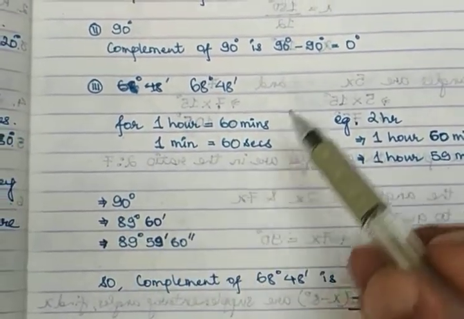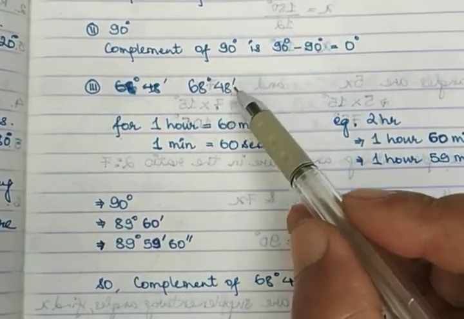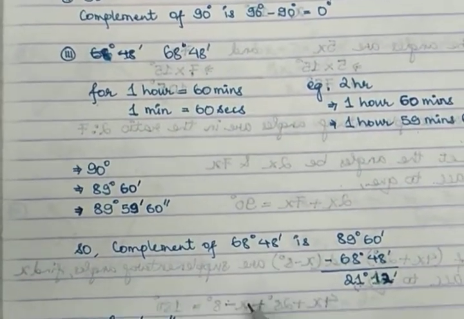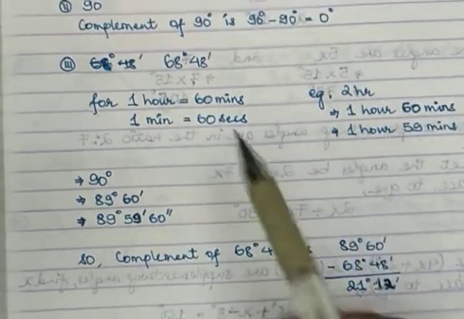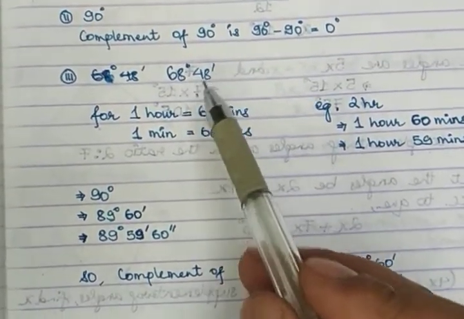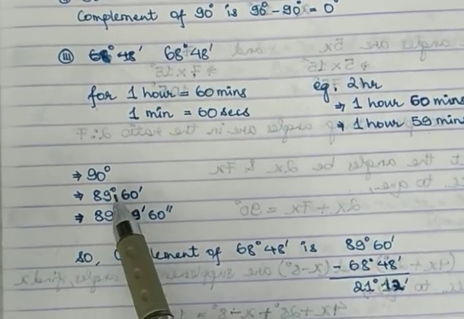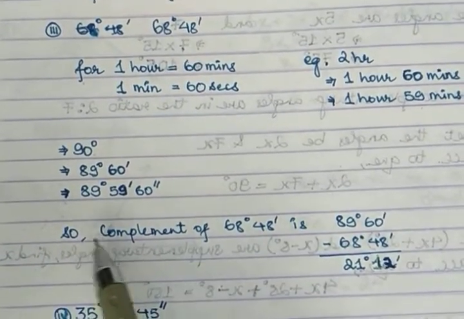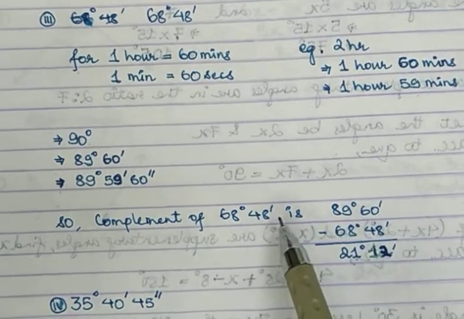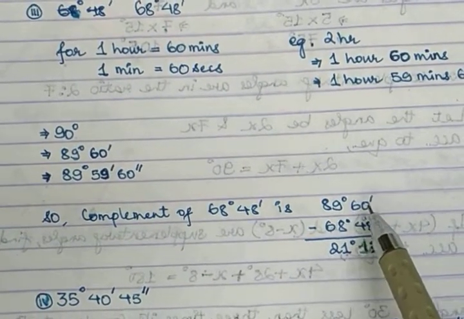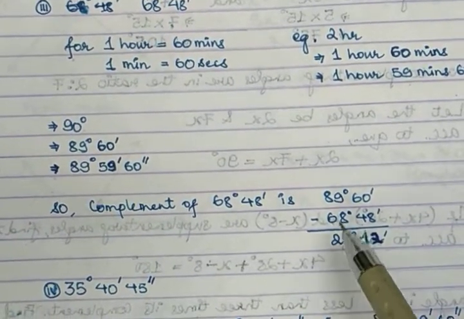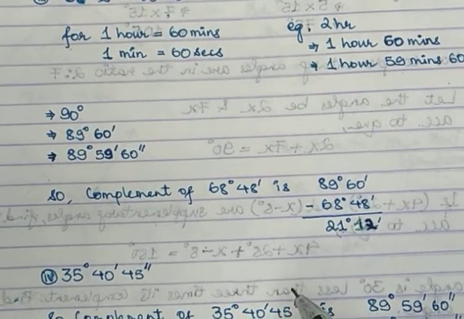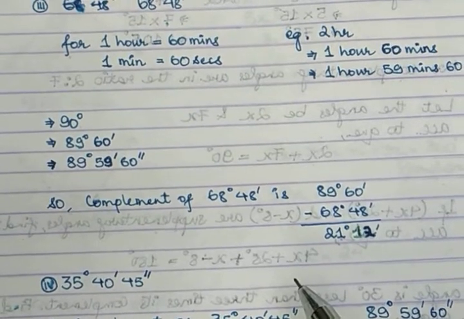Our question was to find the complement of 68 degree and 48 minutes. Since we got our question in 2 different units, you can use 90 degree in 2 different units. So the complement of 68 degree 48 minutes is 89 degree and 60 minutes minus 68 degree and 48 minutes. Now all you need to do is subtract.